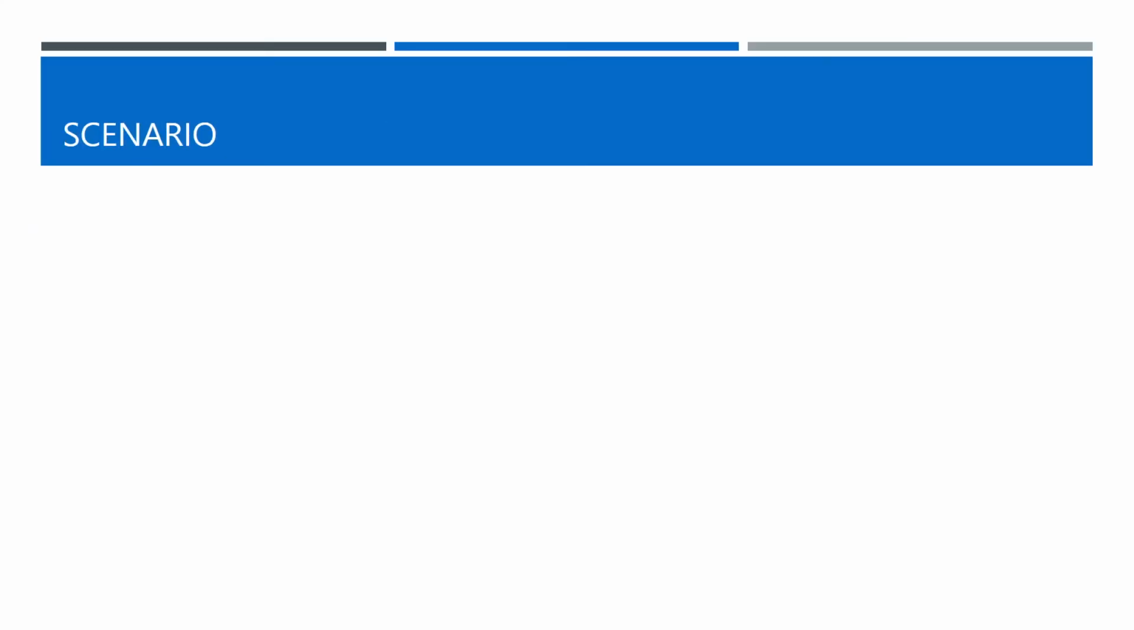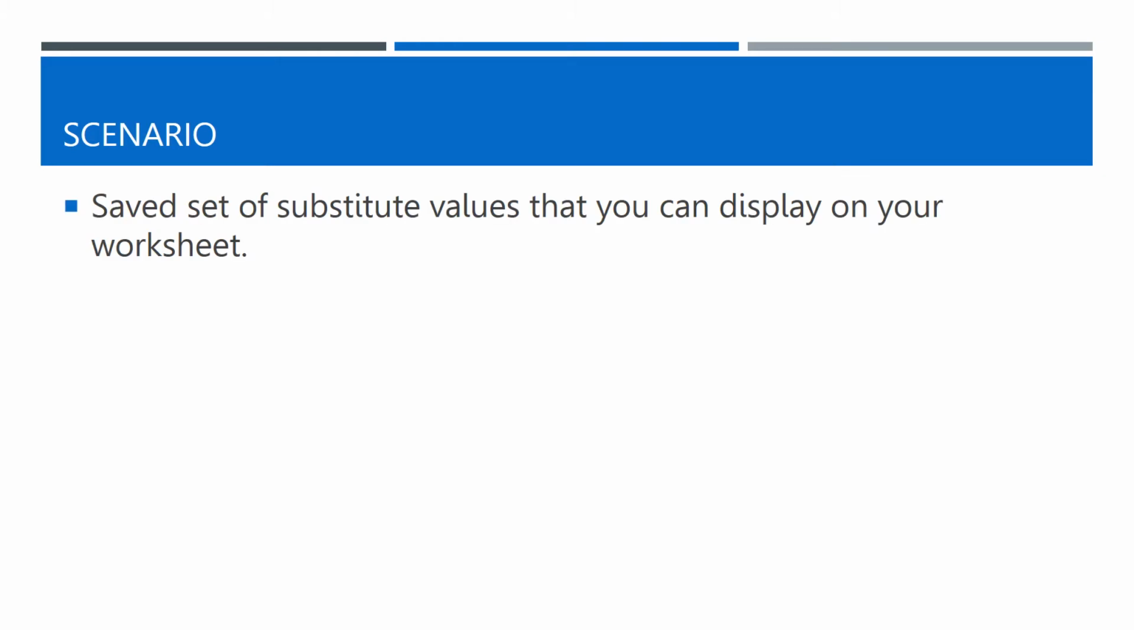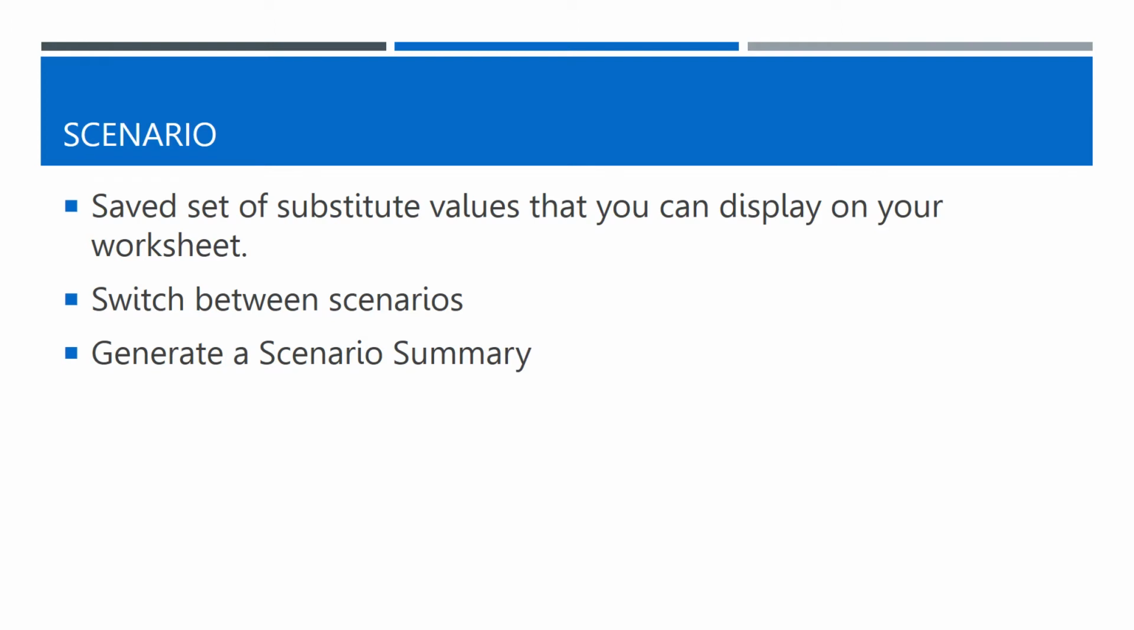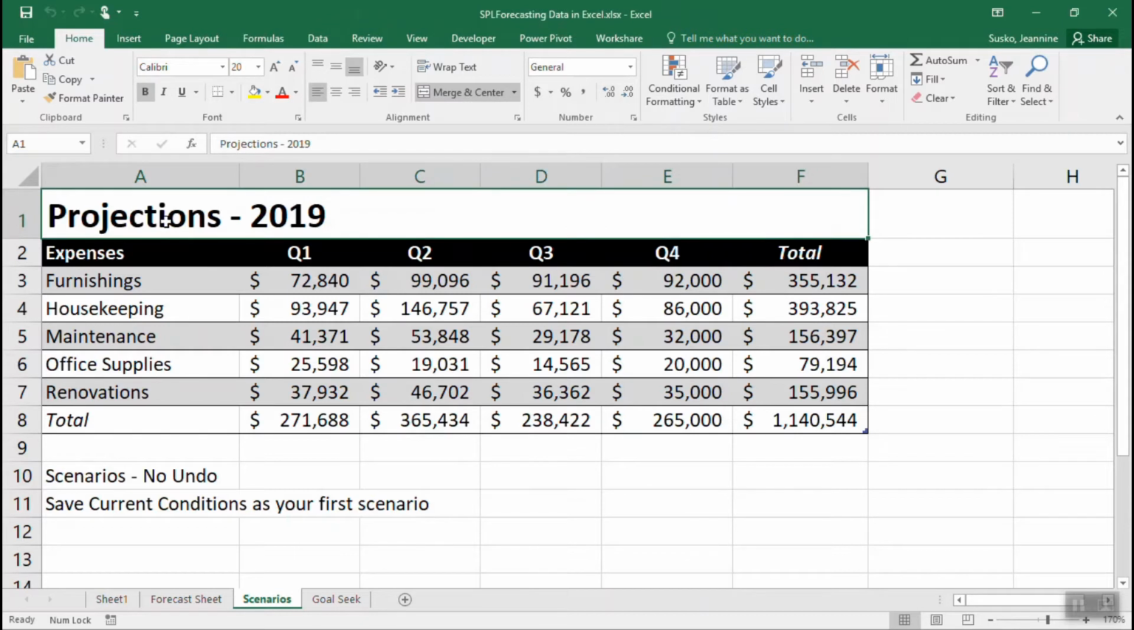So you might be wondering what exactly a scenario is. A scenario is a set of values that Excel saves and can substitute automatically into your worksheet. You create and save these different groups of values as scenarios, and then switch between them to view the results. You can generate a scenario summary report that will incorporate all the various scenarios that you've created into one location.